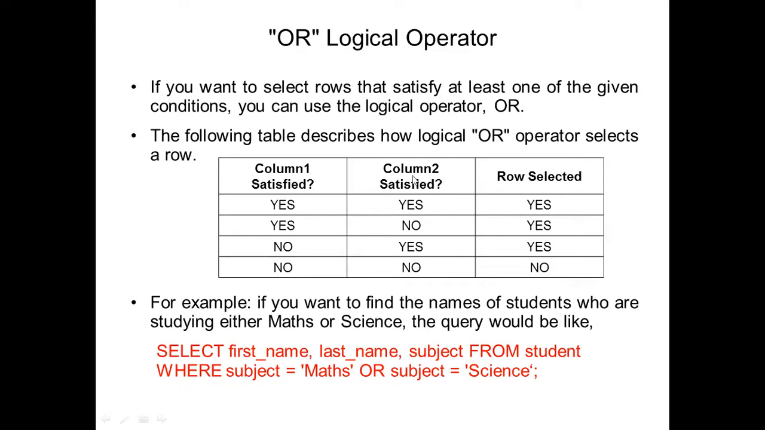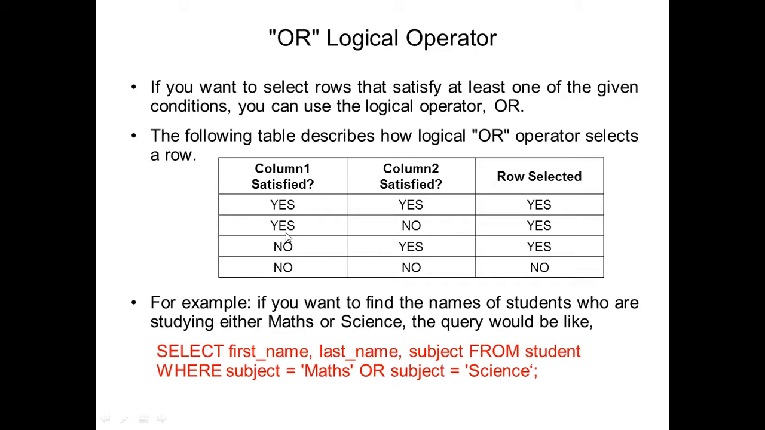These are the two columns, or we can say these are the two conditions. Whatever is the output of this condition or this column, depending on this, the row can be selected. Means if column 1 or condition 1 is satisfied, column 2 or condition 2 is satisfied, then the row is selected. Means if both are yes, then the row is displayed.